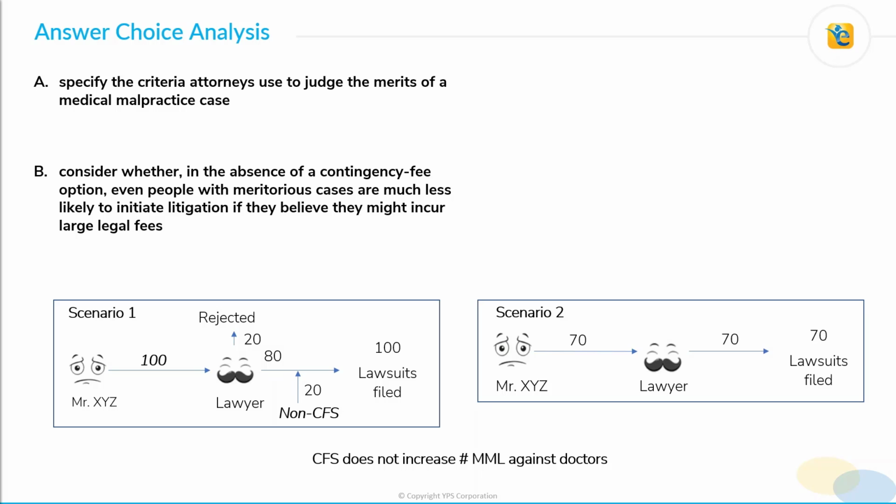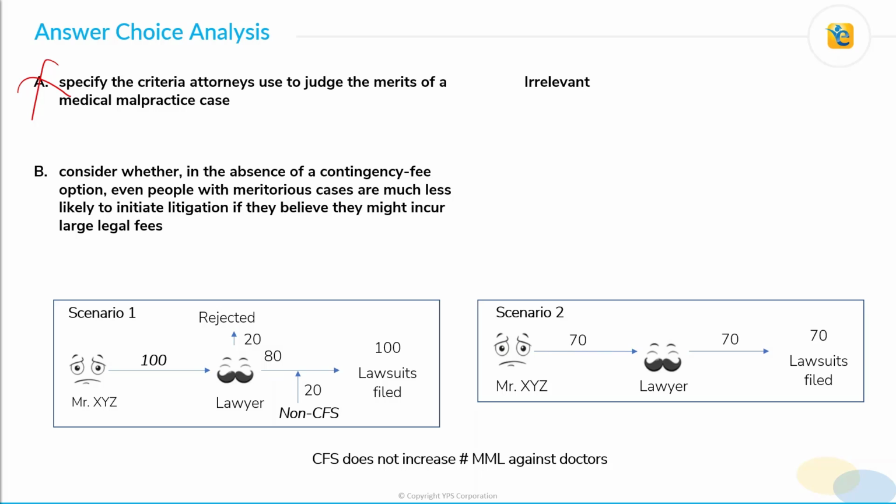All right, so choice A: specify the criteria attorneys use to judge the merits of a medical malpractice case. So do we need to know the criteria? We are concerned with the number of cases, with the impact of CFS on the number of cases. Does the criteria make any difference even if we know it? No, it does not make any difference, because criteria will help us understand whether the correct cases are being rejected or not, whether the criteria is correct or not. But that is not what is required. We need to know the impact of CFS on the number of cases. All right, so choice A is incorrect.